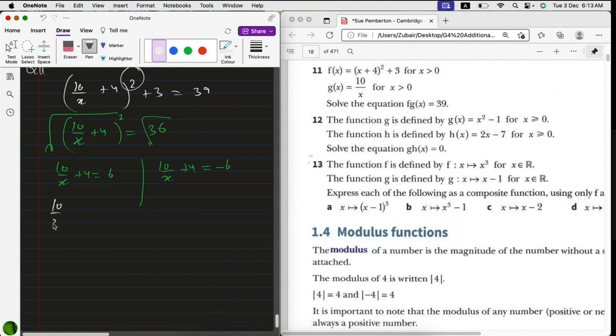Okay. 10 over x is equal to 6 minus 4, which is 2. So we cross multiply, x is equal to 5. And 10 over x is equal to minus 10. Cross multiply, and x is equal to minus 1.